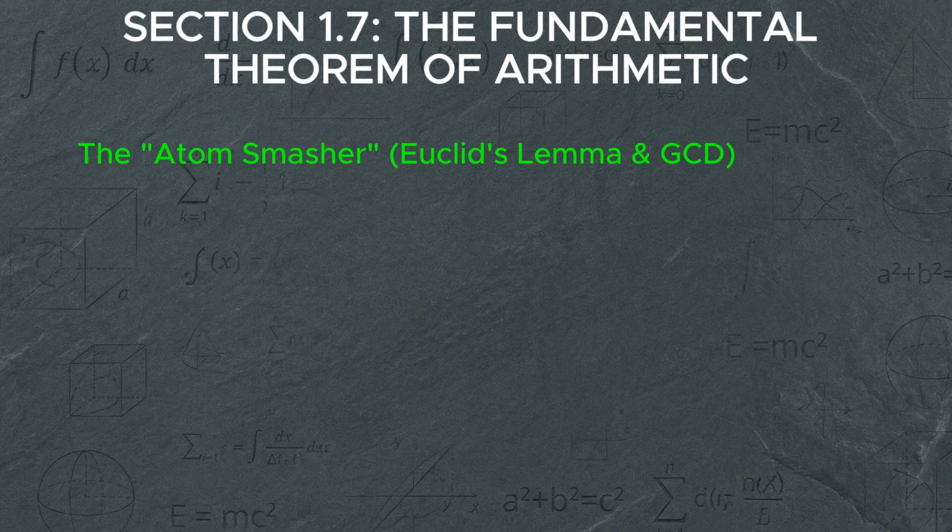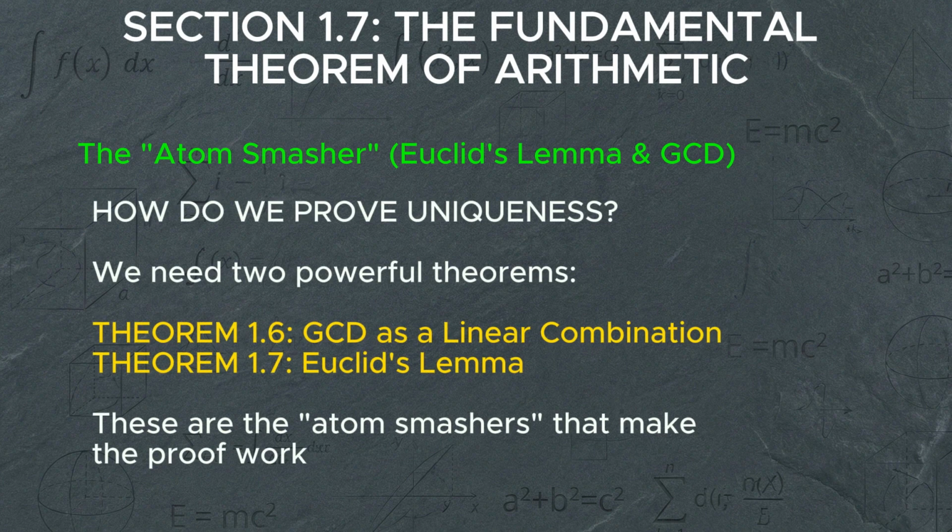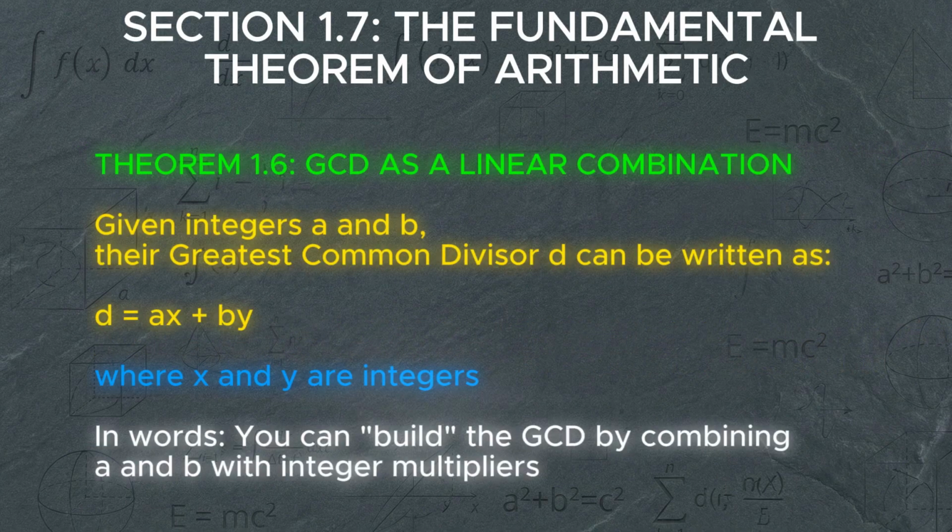To prove that prime factorization is unique, Apostol uses 2 crucial theorems from section 1.7, Theorem 1.6 and Theorem 1.7. These are technical, but absolutely essential. Let me walk you through them carefully. Theorem 1.6 states that if you have 2 integers, a and b, their greatest common divisor, which we call d, can be written as a linear combination. That means d equals a times x plus b times y, where x and y are some integers. This is deeply non-intuitive.